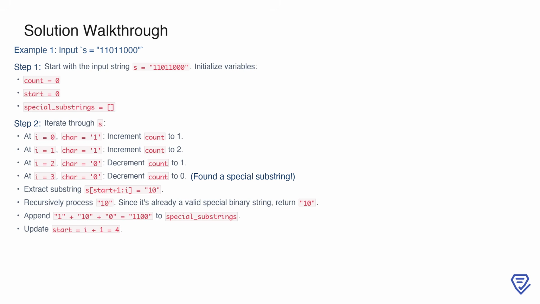We extract the inner part of the substring from s, start plus 1 to i, which gives us 10. Since 10 is already a valid special binary string, we return it as is. We then construct the full substring as 1 plus 10 plus 0, which equals 1100, and append it to special_substrings. Finally, we update start to 4 to begin looking for the next special substring.